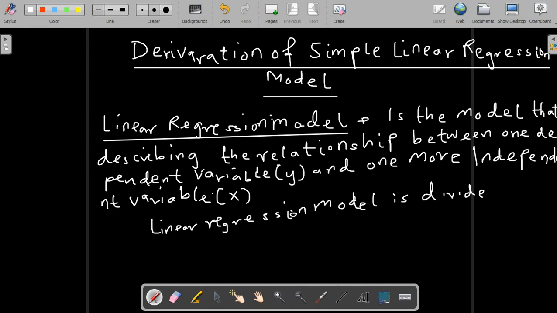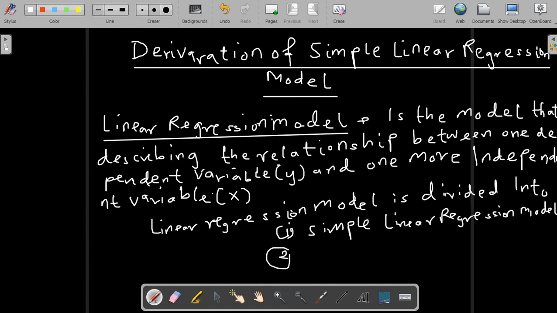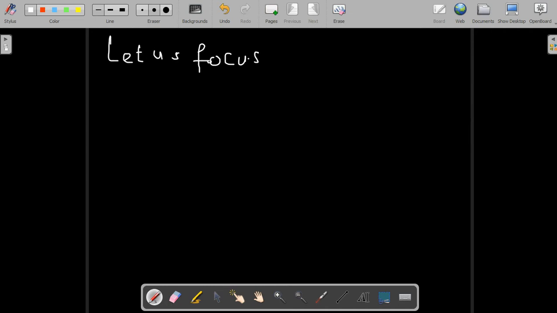So the linear regression model is divided into two categories. We have the simple linear regression model, but also we have the multiple linear regression model. For more focus, we are going to stick to the simple linear regression model, and the next session we will look at the multiple linear regression model.